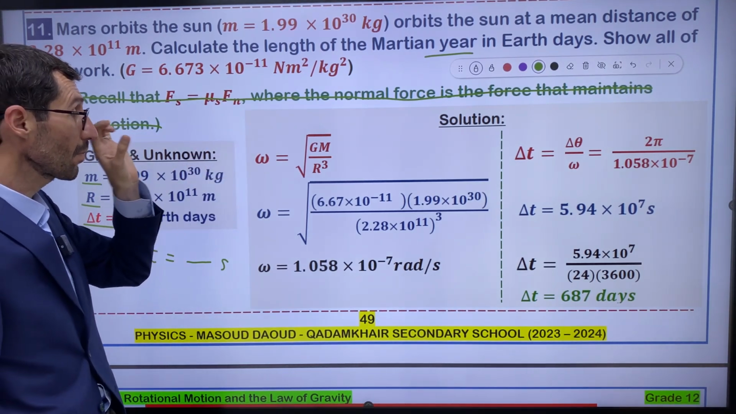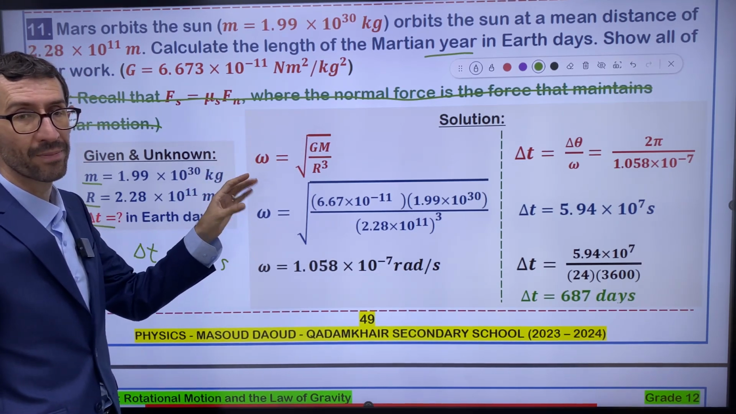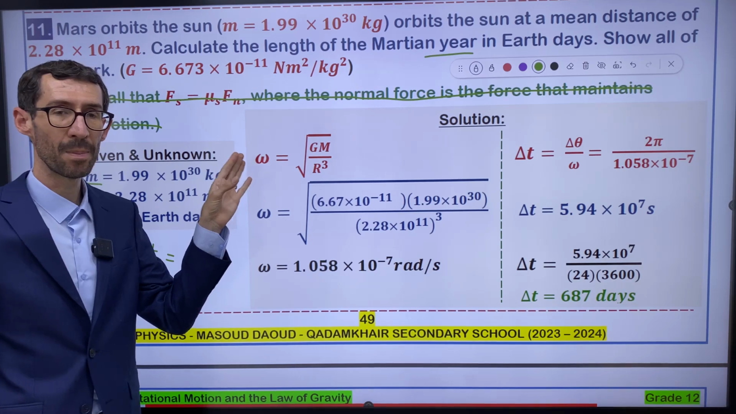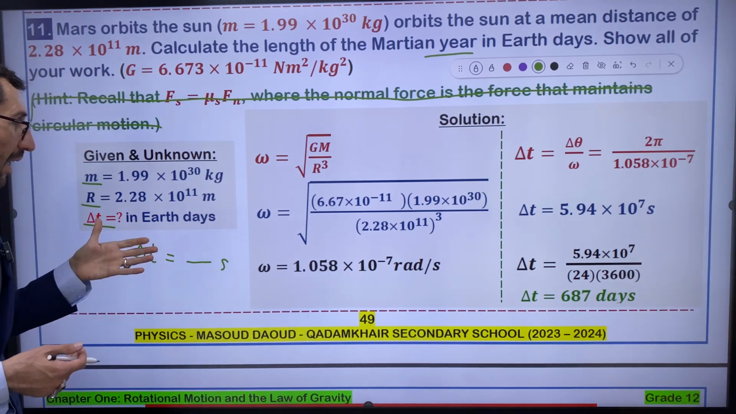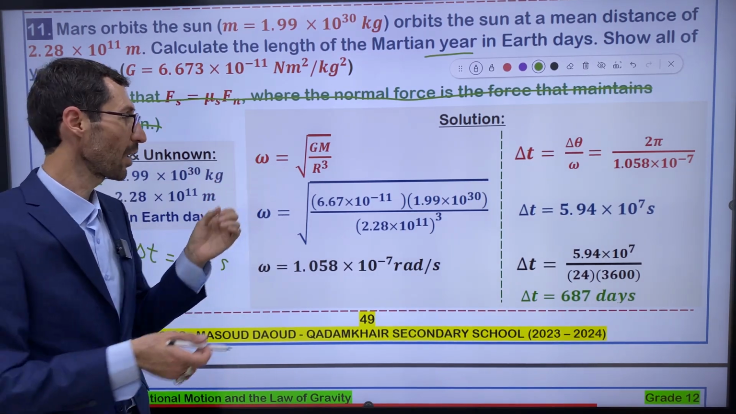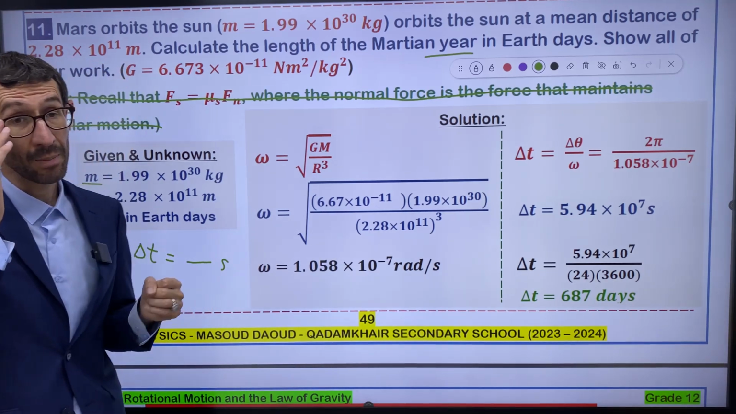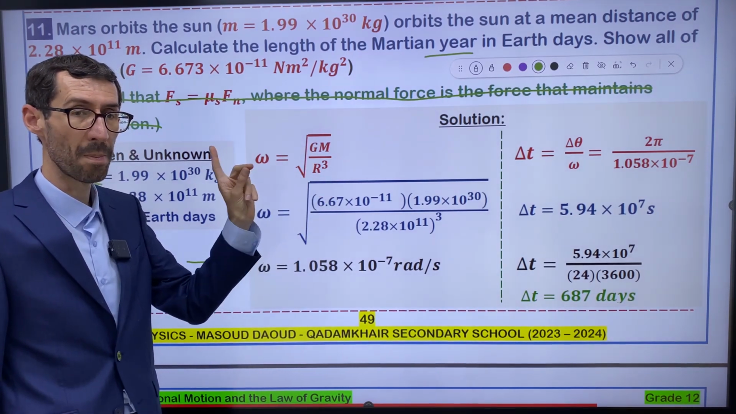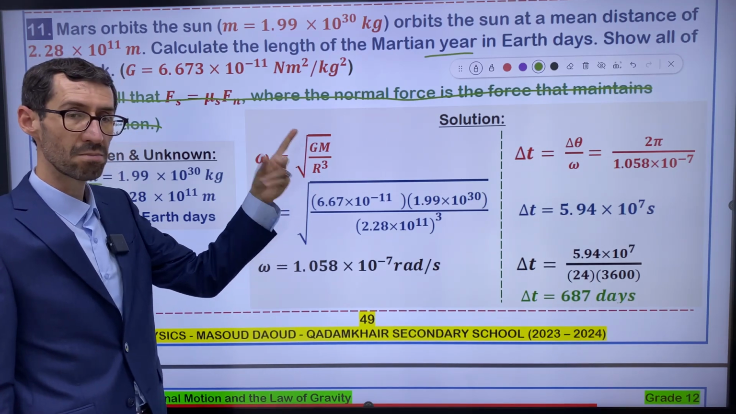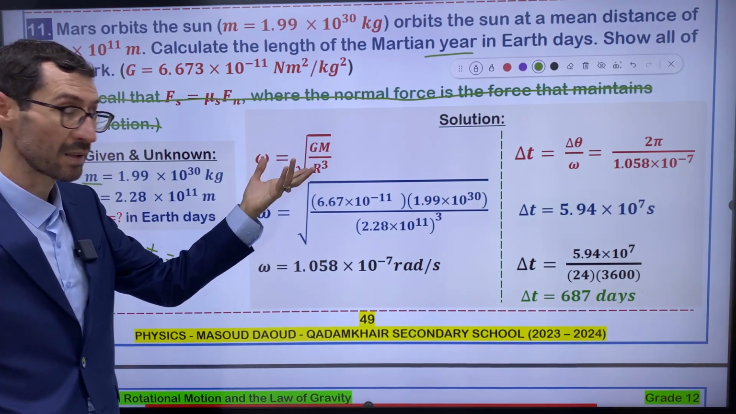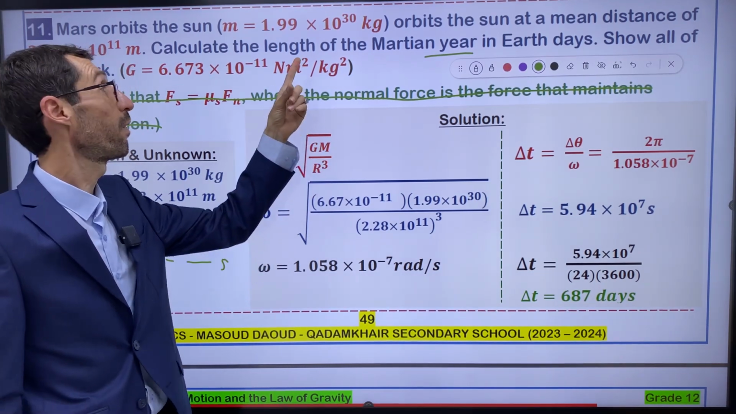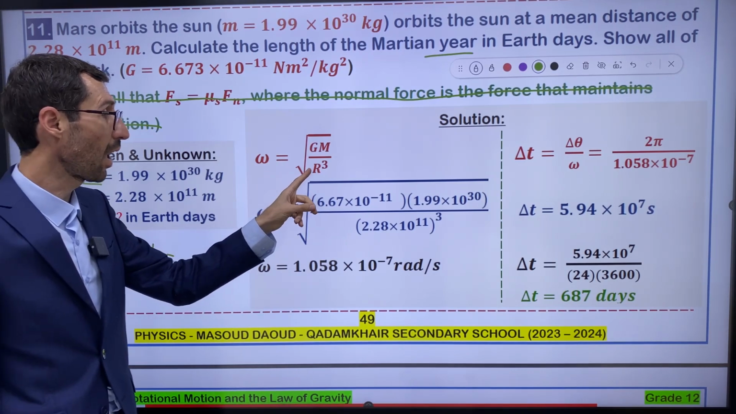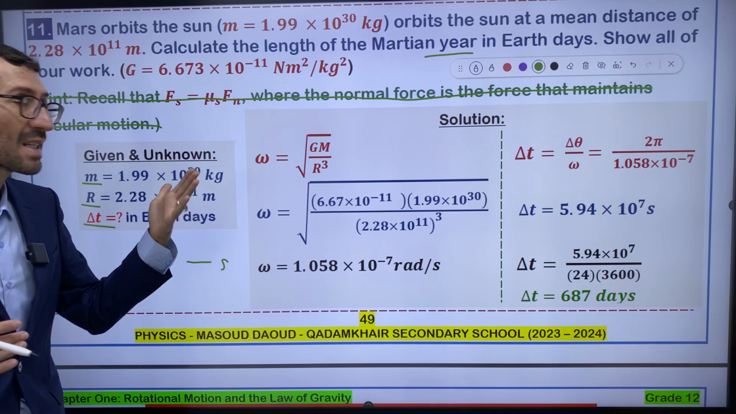So firstly, I want you to use this rule. I want you to memorize this rule. I didn't include the proof for you because it takes time, and we don't need the proof, actually. I want you to memorize this law. Omega is equal to the radical of G capital M over R cubed, right? G means the constant of universal gravitation. M capital means the mass of the sun. Keep in mind, it's not the mass of Mars. And R means the mean distance between Mars and the sun.